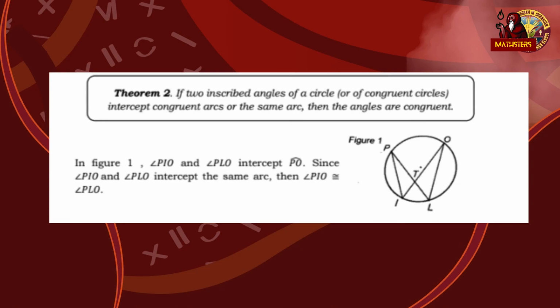Theorem number 2. If two inscribed angles of a circle or of congruent circles intersect congruent arcs or the same arc, then the angles are congruent. In figure number 1, angle PIO and angle PLO intersect arc PO. Since angle PIO and angle PLO intersect the same arc, then angle PIO and angle PLO are congruent.